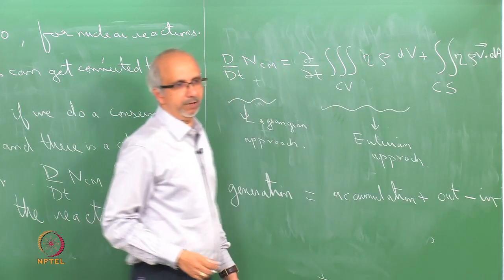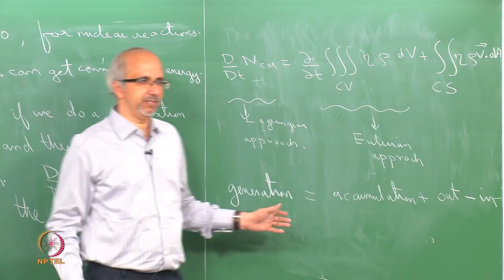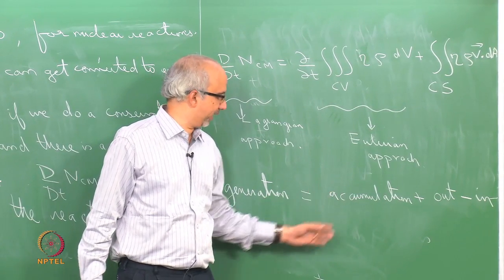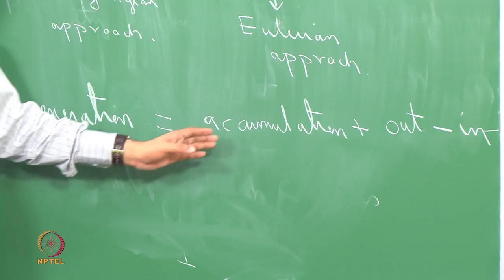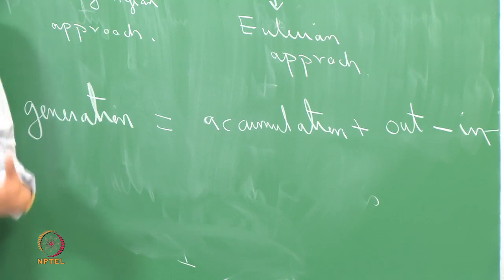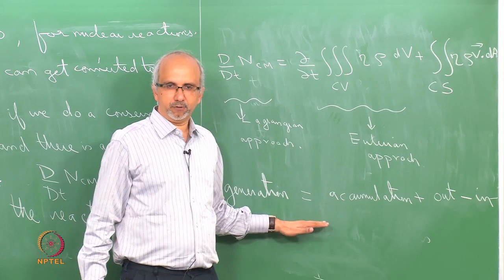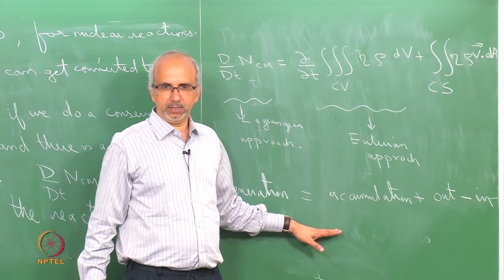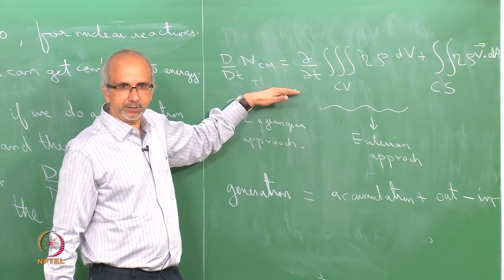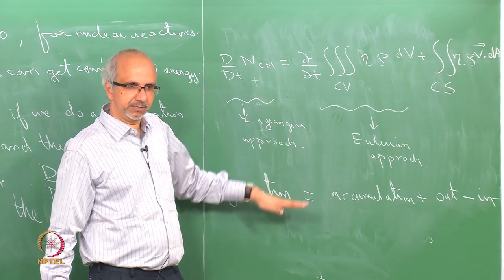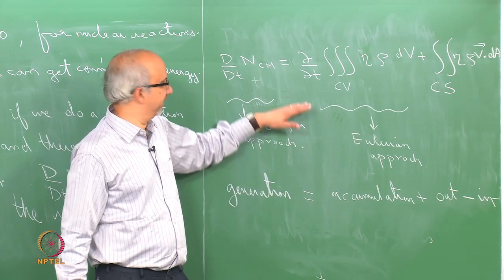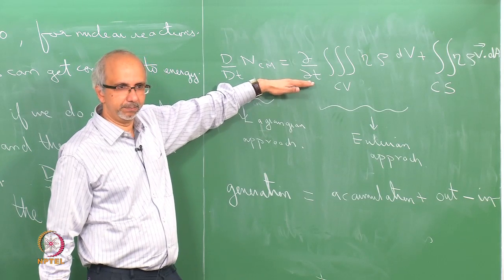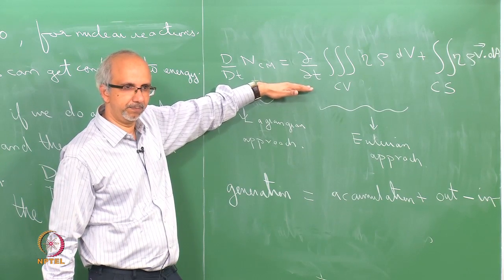So most of you have actually seen this in different forms. Sometimes some books have accumulation equals in minus out plus generation, some books write it this way. So the point I am trying to make here is this is a form which you may be already comfortable with, that the Reynolds transport theorem is nothing but a similar equation as what you have already seen, only it has been derived in a slightly different way, in a more general way.